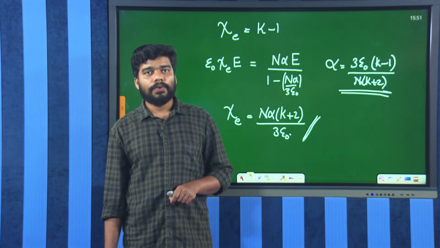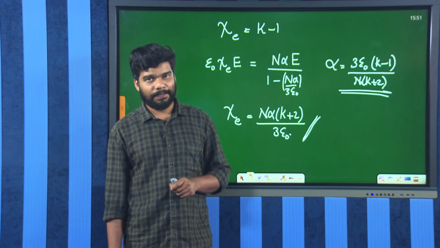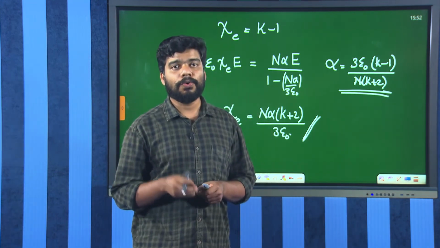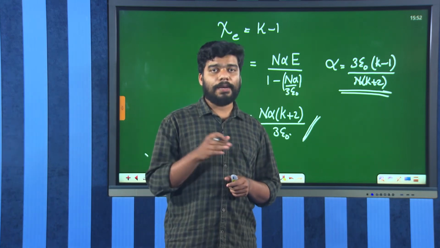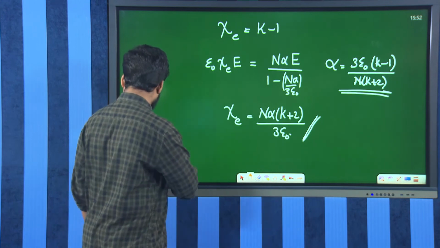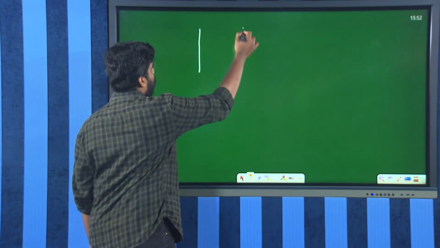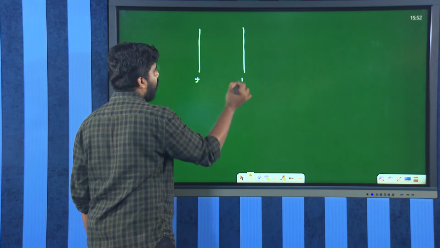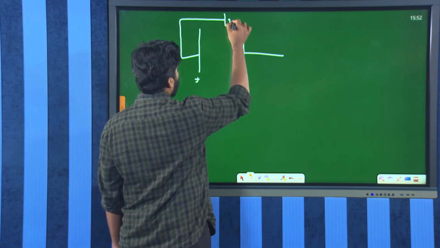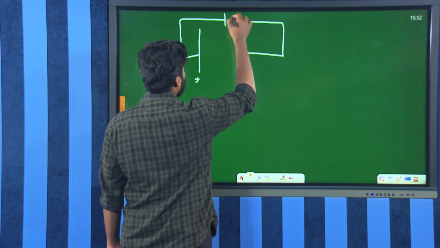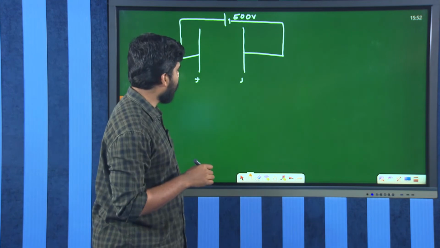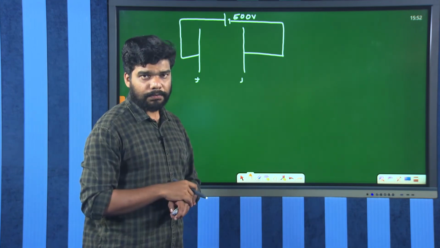Okay. Now consider another problem. Consider a hydrogen atom with Bohr radius a equal to 0.52 Angstrom situated in between the plates of a capacitor. So there is a hydrogen atom situated in between the plates of a capacitor, and I have given them a 500 volt supply.